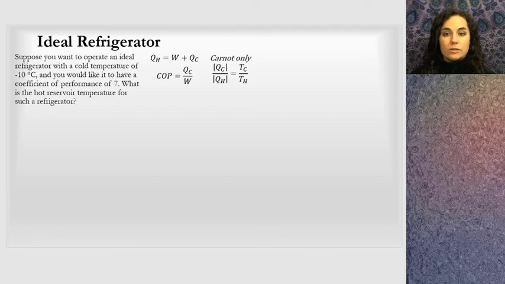I picked the ideal refrigerator for us to work on as an example for heat pumps and refrigerators. Suppose you want to operate an ideal refrigerator with a cold temperature of negative 10 degrees Celsius, and you would like it to have a coefficient of performance of 7. What is the hot reservoir temperature for such a refrigerator? So if you want negative 10 degrees in your refrigerator, what must be the temperature of the hot reservoir for the most efficient refrigerator? So that's what we're looking at.